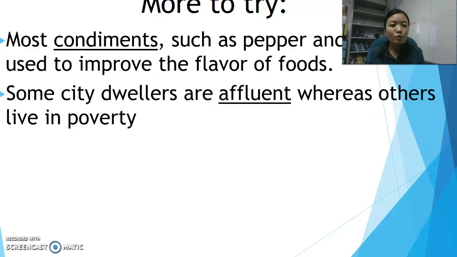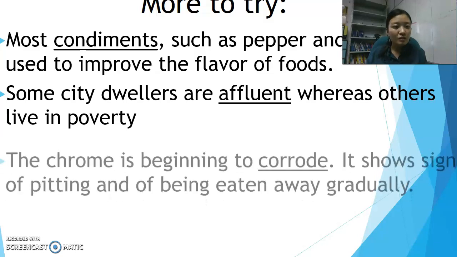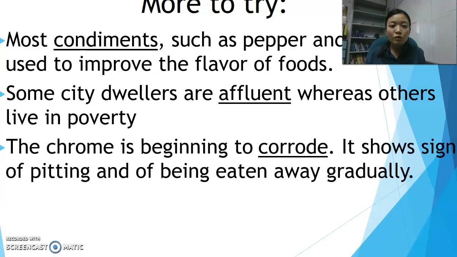Next one. Some city dwellers are affluent, whereas others live in poverty. So whereas tells you the opposite meaning of something. Affluent, whereas the others are in poverty. So affluent is the opposite, probably rich. Okay. Next one. The chrome is beginning to corrode. It shows signs of pitting and being eaten away. So chrome is some kind of metal which is starting to corrode. If you don't know the meaning of corrode, it's eaten away, so probably that means it is rusting. The condition of the metal is slowly beginning to become worse and worse. So that's corrode.